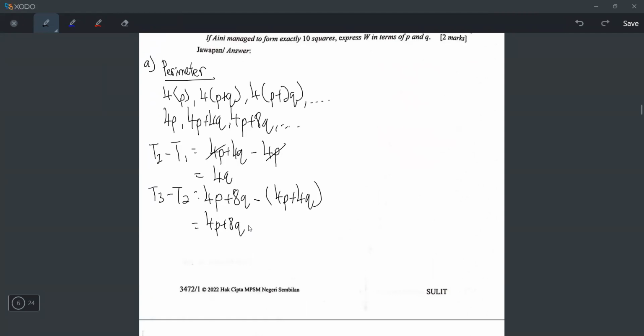4P plus 8Q. You can expand this. So it will be negative 4P. Expand this, it will be negative 4Q. Cancel 8P minus 4Q is positive 4Q. Can you see this value and this value are the same, right?